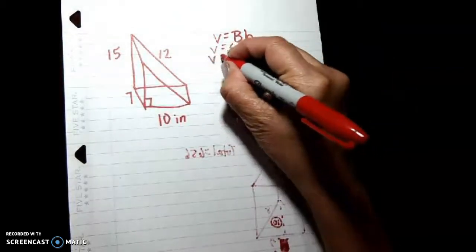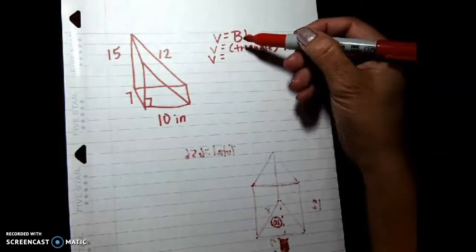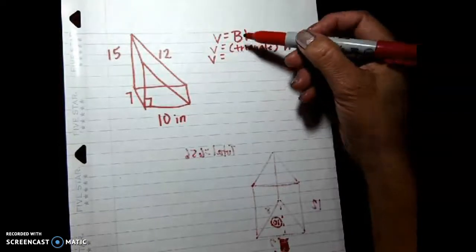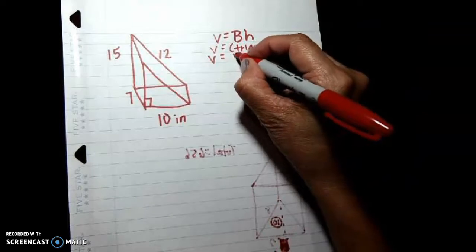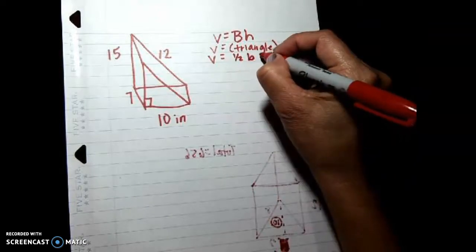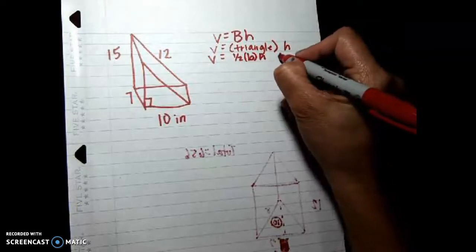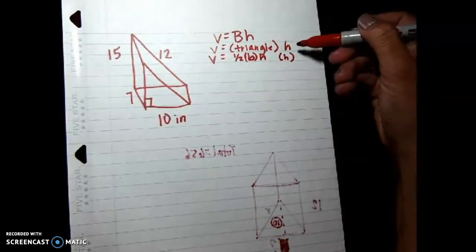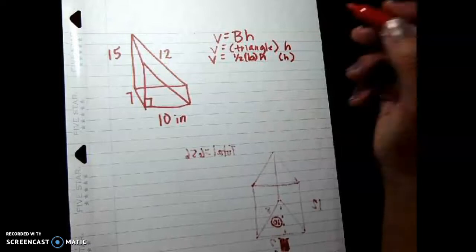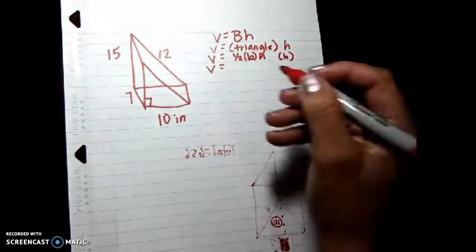Okay, then because of the big B, we go into the area of the formula chart, and the area of a triangle is 1/2 BH. And then the height of the prism connects the bases. Okay, now we're going to put in our numbers.